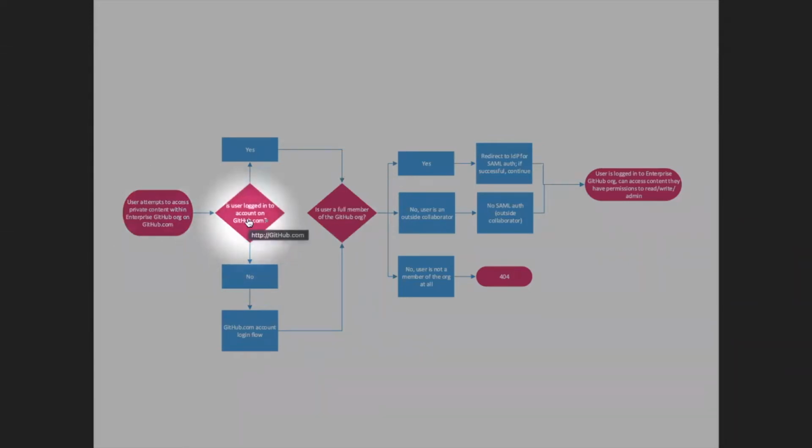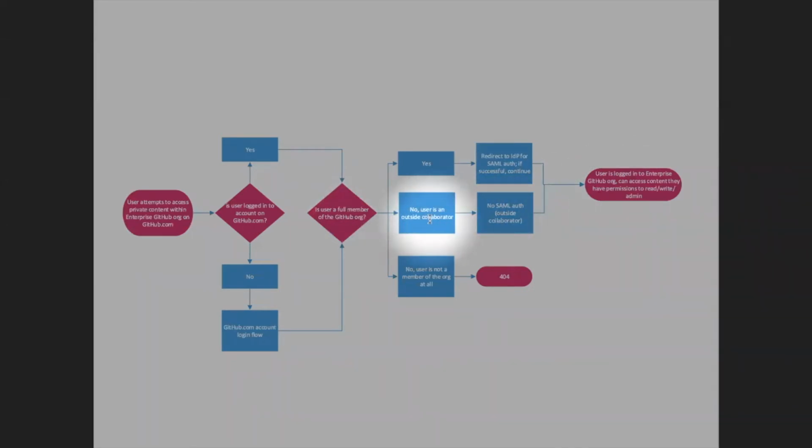And this first thing that we're going to check is, is this user actually logged in to a GitHub account? If no, that's the first thing that we're going to ask. So the user has to log in first. In this case, we verify also if the user is a full member of that GitHub organization. If the user is a full member of the organization and this SAML SSO is in place, then you redirect the user to your identity provider. And if this process goes as it should, everything's good.